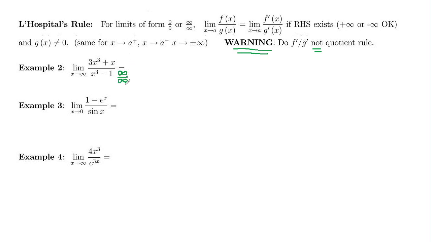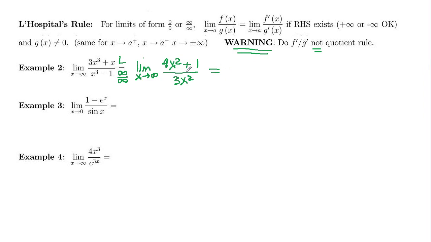I'm going to write the indeterminate form underneath the equal sign, and for written work, I'd like you to do the same. I'm going to put a little L above the equal sign to remind myself that I use L'Hopital's rule between these steps. So this will equal the limit as x goes to infinity, and we're going to differentiate the top, so 3 times 3, 9x squared, and then derivative x is 1. In the denominator, derivative x cubed is 3x squared, and derivative 1 is 0.